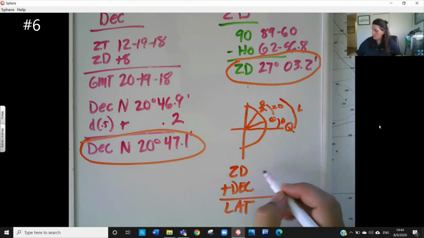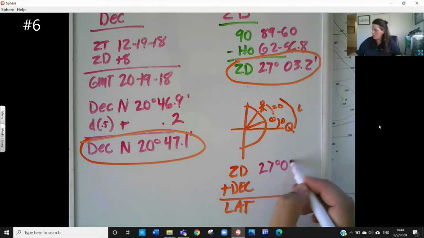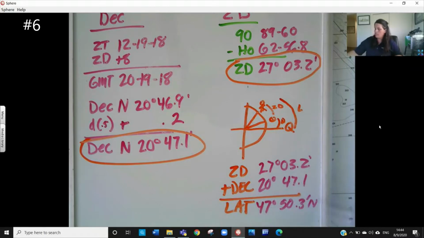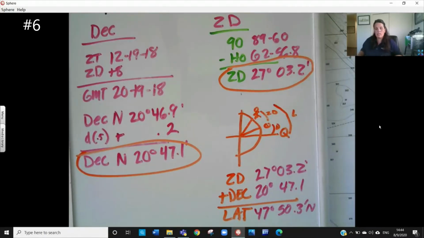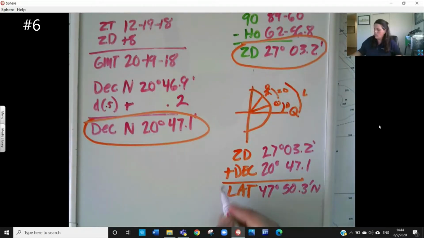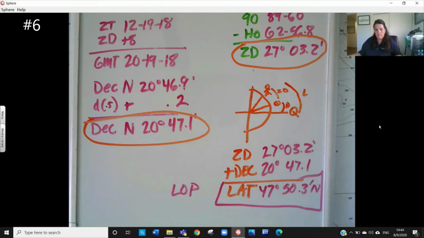So our zenith distance was 27 03.2. Our declination was 20 47.1. We add these up, we get 47 degrees, 50.3 minutes north, which is pretty close to our DR latitude. So we can use this as an LOP. And that's how we do number 6.